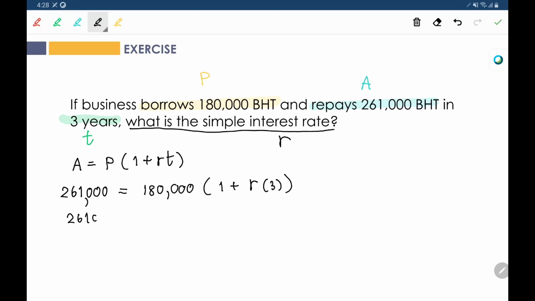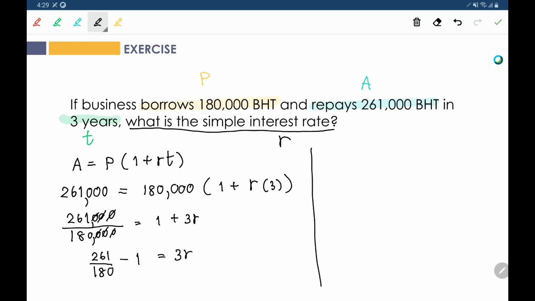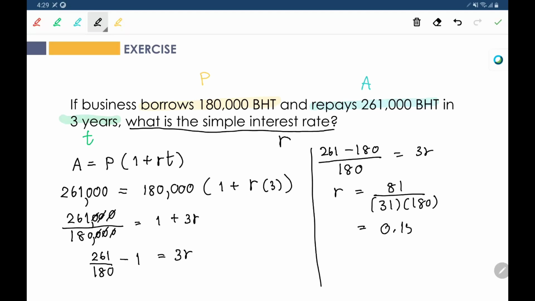So when you solve for R, you divide by this amount of money and you get 1 plus 3R. You can cancel this one. You get 261 over 180 minus 1 is 3R. Okay, 261 minus 180, divided by 180, is 3R. Then what is R? Divide by 3, and R is 0.15. Or you change this to a percentage, and you get R is 15%.